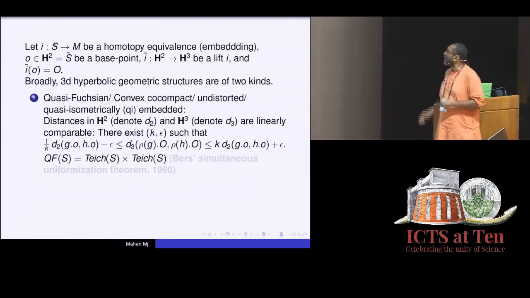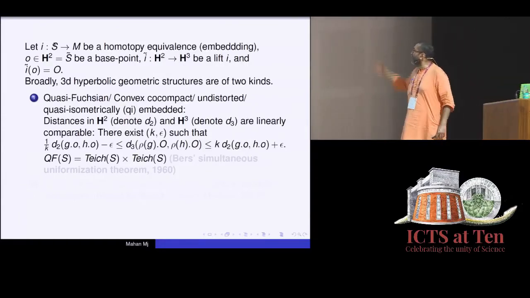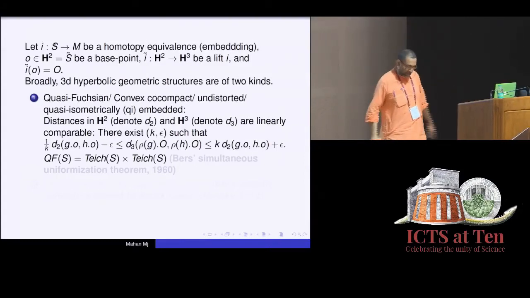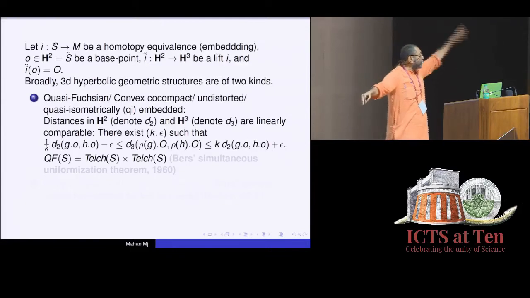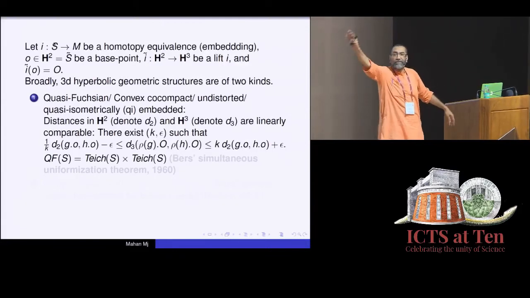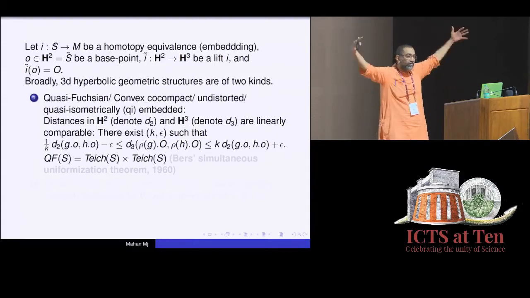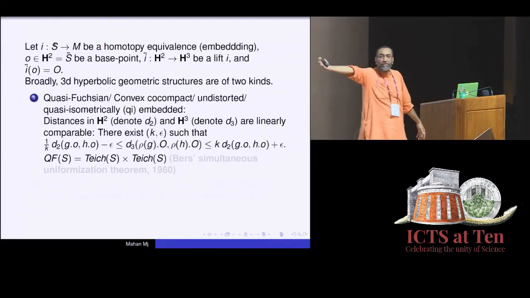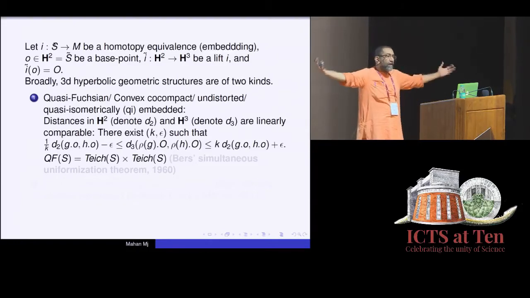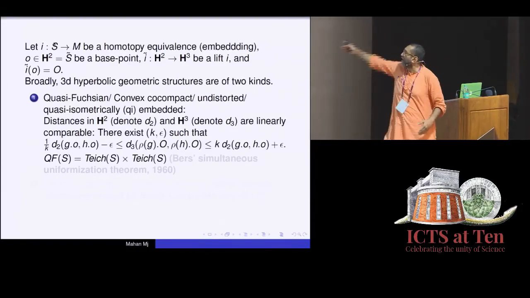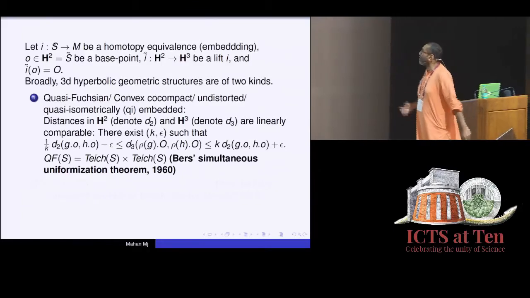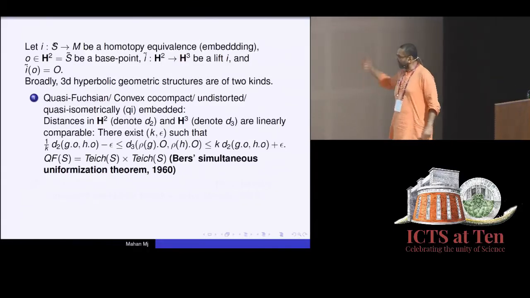It turns out that QF of S, this collection of representations, can be parametrized by 2 copies of Teichmuller space. What do you have really? You have surface cross R. There's a surface cross minus infinity, and a surface cross plus infinity. Those have conformal structures, and conformal structures are parameterized by Teichmuller space. So you have a Teichmuller space worth of structures at minus infinity, and a Teichmuller space worth of structures at plus infinity. The product of those exactly parameterizes this collection of representations. This is called Bers' simultaneous uniformization theorem, proved around the 1960s.